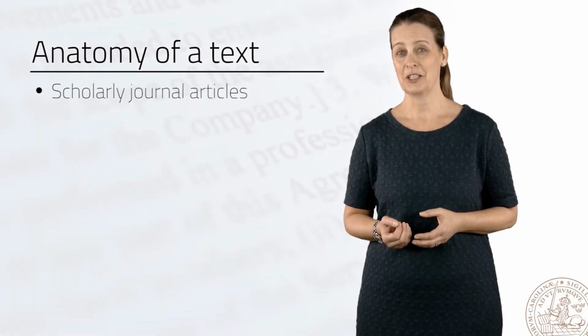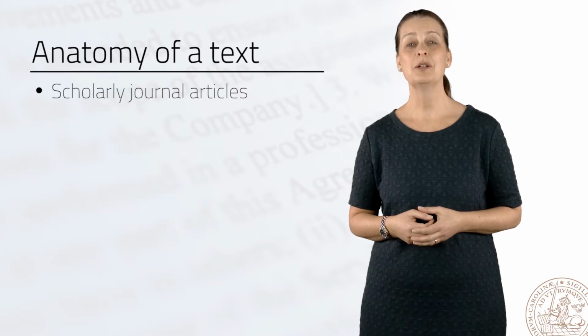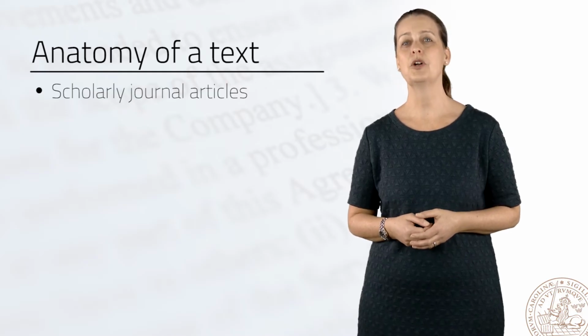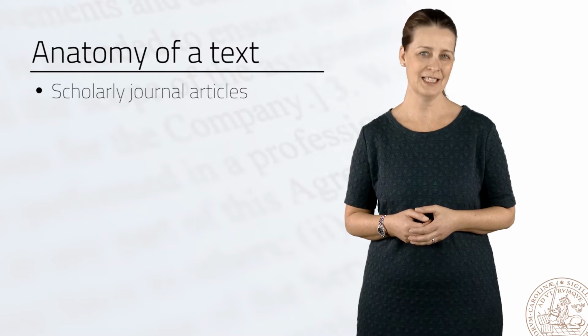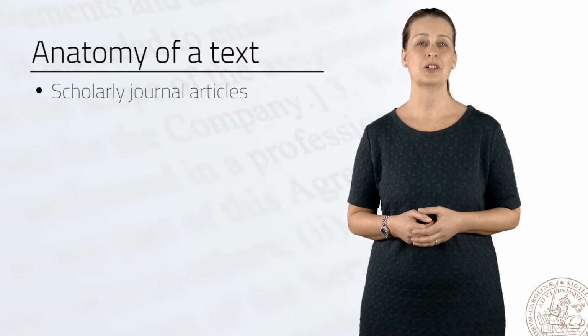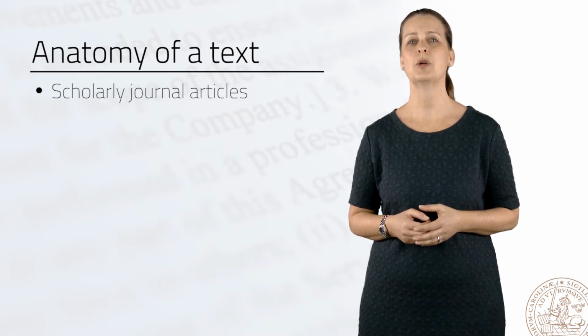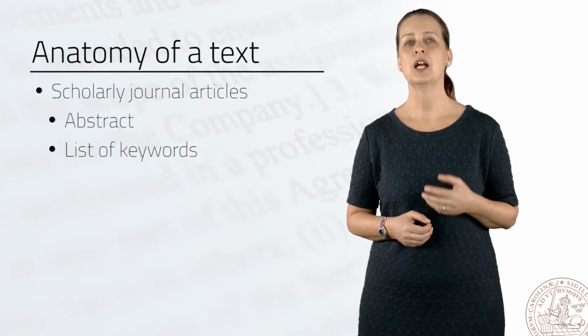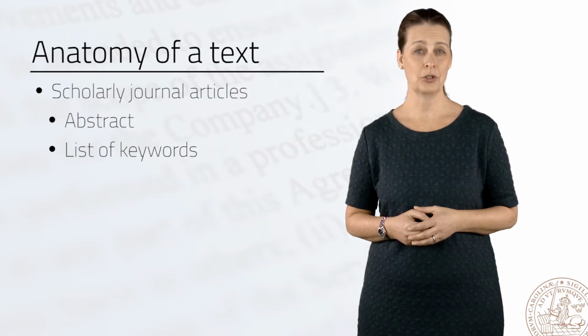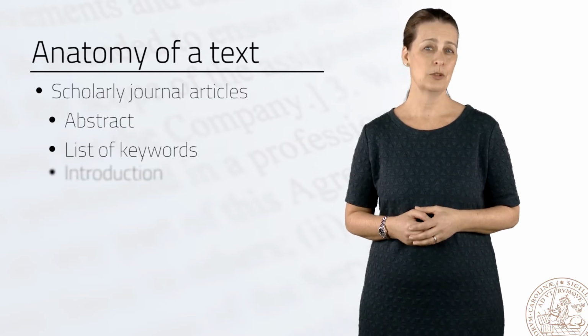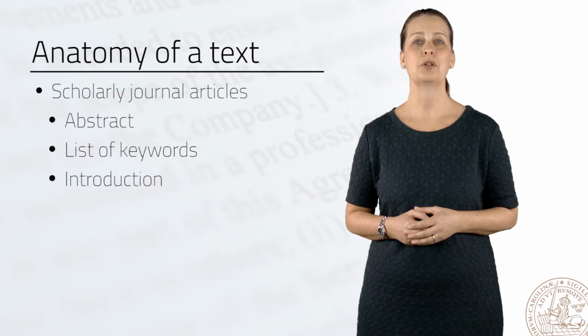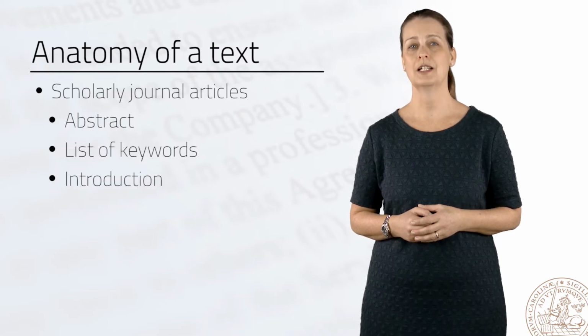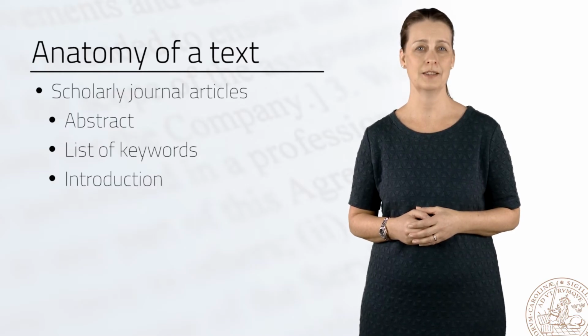When it comes to scholarly journal articles, you can use a similar strategy. Although there will not be a table of contents or an index, attached to articles you will often find a short summary called an abstract and sometimes a list of keywords, which will help you get an idea of the contents. Reading the introduction of an article will also help you form an idea of what the article is about and what its argument is.